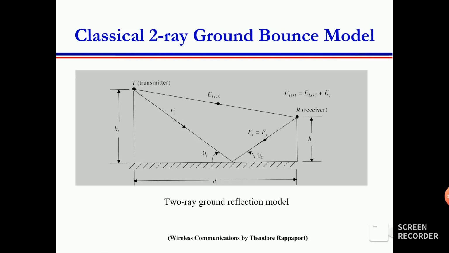Welcome to today's session on the two-ray model. The two-ray model is also called the ground reflection model. It is used to predict the path loss between your transmitter and receiver. This two-ray model is based on geometric optics.